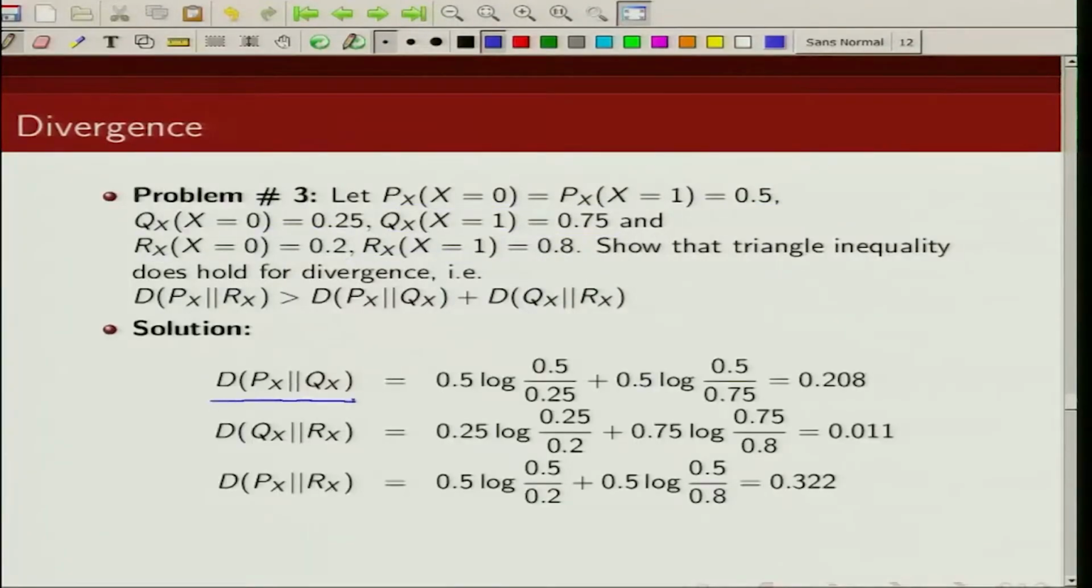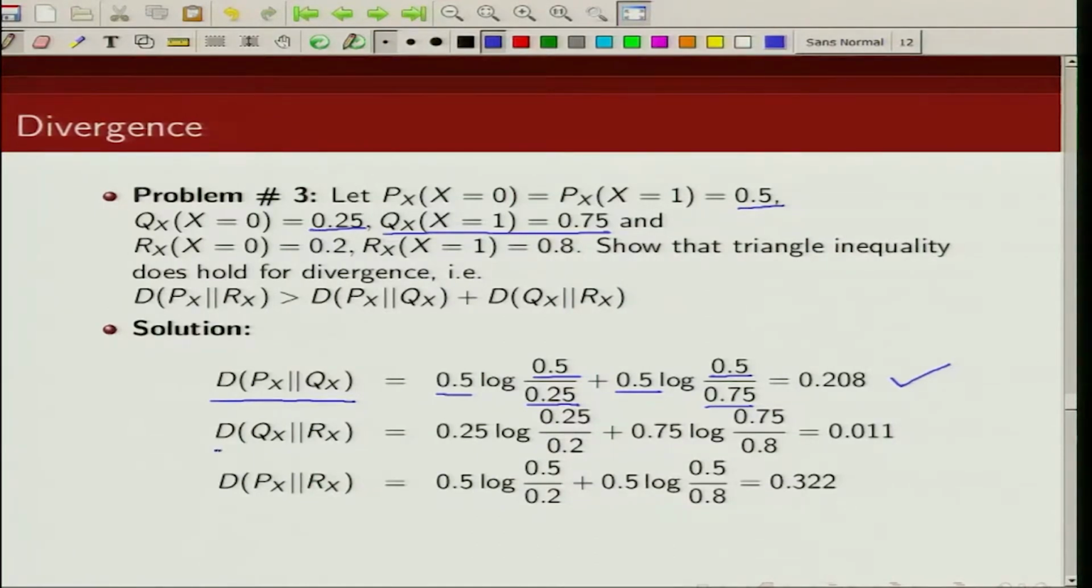So note the definition of divergence between two distributions p and q is the expected value of log of p by q, where the expectation is taken with respect to p. So this would be p of x equal to 0 is 0.5, log of 0.5 over q of x equal to 0, which is 0.25. Similarly, p of x equal to 1 is 0.5, and q of x equal to 1 is 0.75. So this is the divergence between p and q.